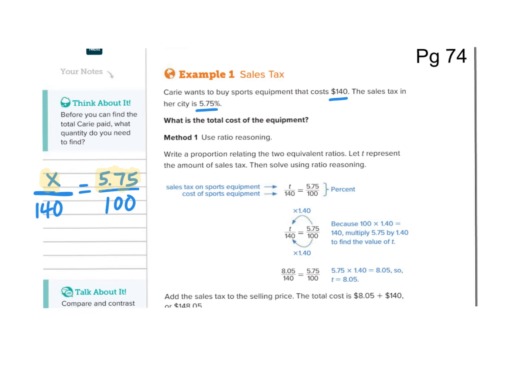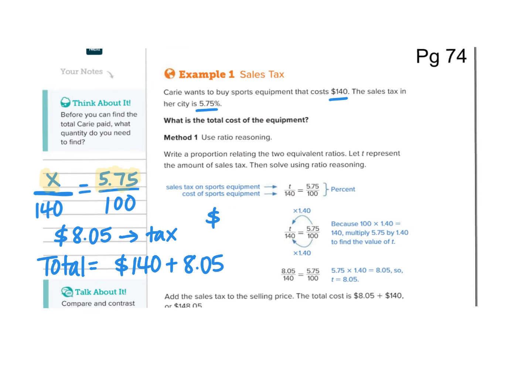So I'm going to cross multiply and divide. You guys can grab your calculator as well. 140 times 5.75 and then divide by 100. I end up with $8.05. Okay, now you have to hopefully realize that that's not the final answer. That is just the sales tax. Okay, that was what we were finding first. To find the total, she has to pay for the sports equipment, $140, plus that $8.05 in sales tax. So she is going to pay $148.05. Again, you guys can be writing this anywhere on the page. So we just found out how much she was going to pay.